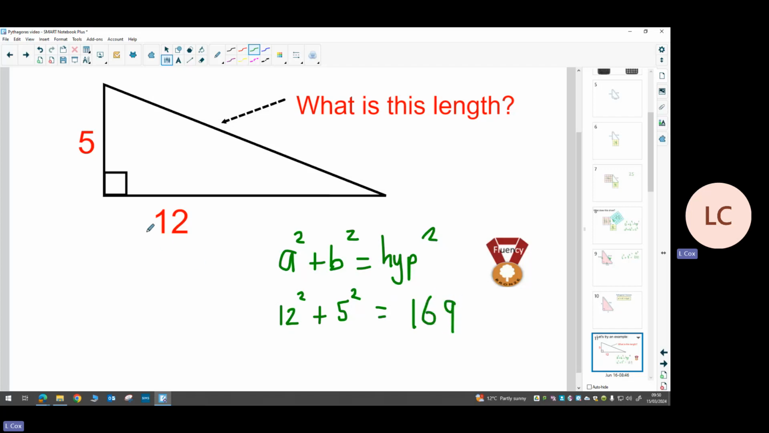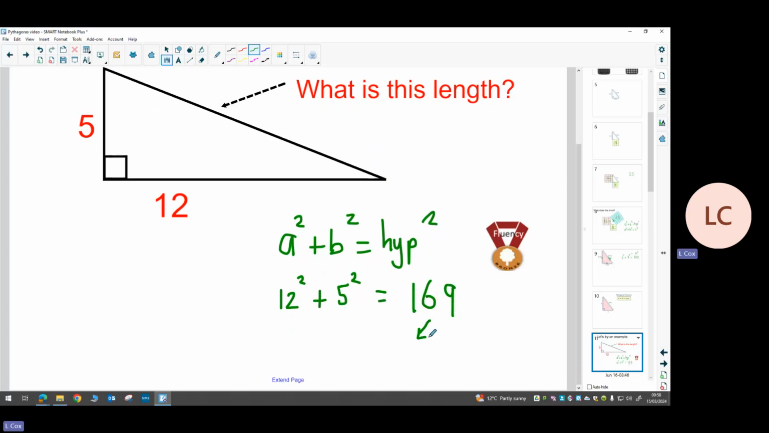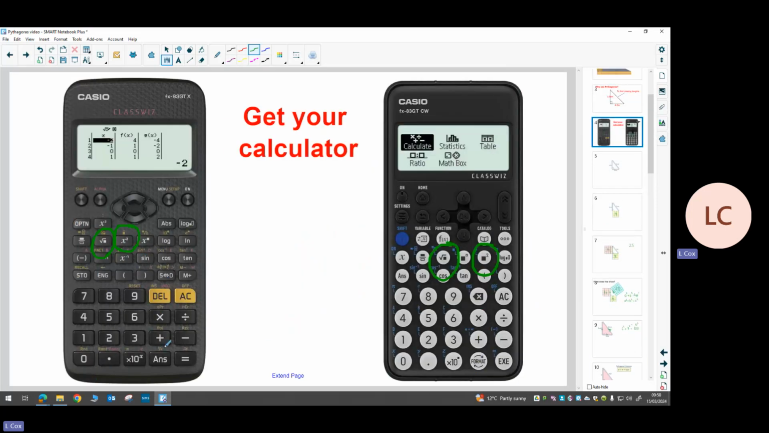Now think in real life. If this is 12 and that is 5, that cannot be 169. It'd be way too big. This is my hypotenuse squared. So you have to realize to do the opposite, you have to square root your answer. And I want you to find your answer button on your calculator to do that. If we look up here, the answer button on the old calculator is here and the newer calculator is here. So find your answer button.